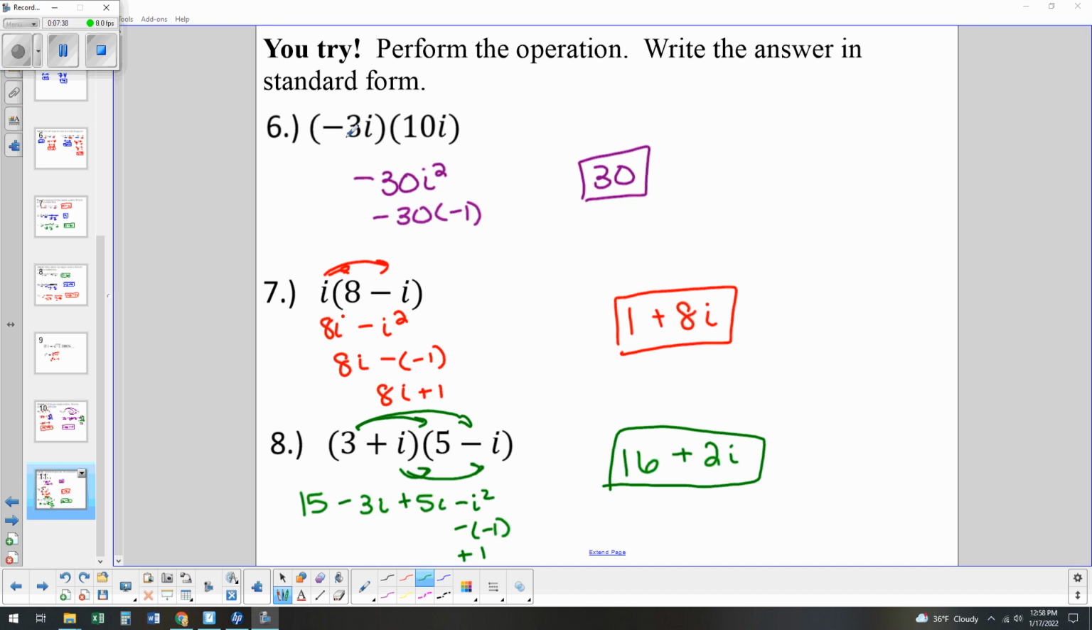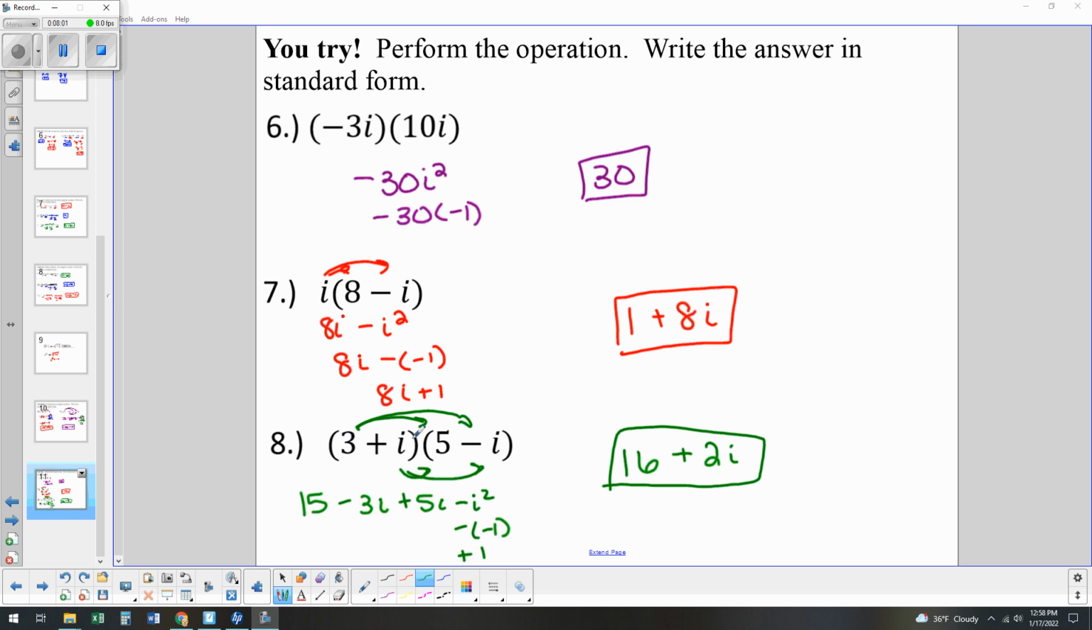All right, so for 6, negative 3 times 10 was negative 30, and i times i was i squared. So this turned into negative 30 times negative 1, or 30. Number 7, i times 8 was 8i, and i times negative i was negative i squared. So that became minus i squared, or minus negative 1, which is plus 1. So writing it in standard form, we had 1 plus 8i.